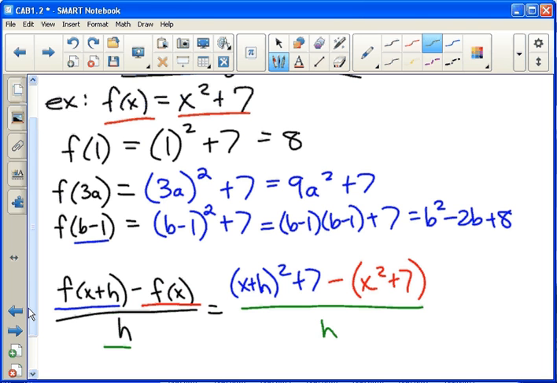Now you could simplify this, and if you really want to, go for it. But for now, that's all you need from me, just to be able to plug it in and start there.